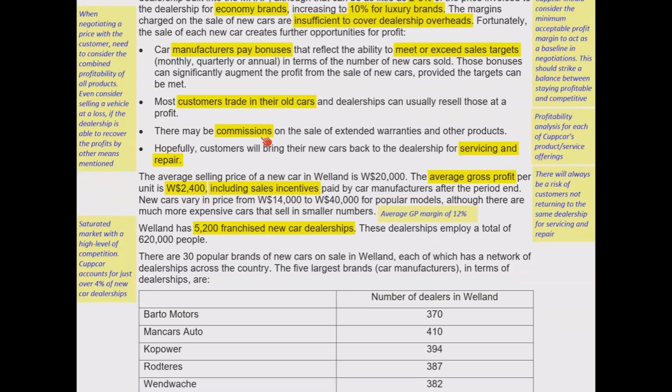There might be commissions that the dealership might earn from the manufacturer from selling with the new car an extended warranty. So most cars come with a standard warranty, perhaps 3 years. I think my car came with a 3-year standard warranty, but the dealer did try to sell me an extra 2 years to add on to that, which was an extended warranty. Why did he try to sell me that? Because the dealership would have earned a commission from the car manufacturer from selling that extended warranty.